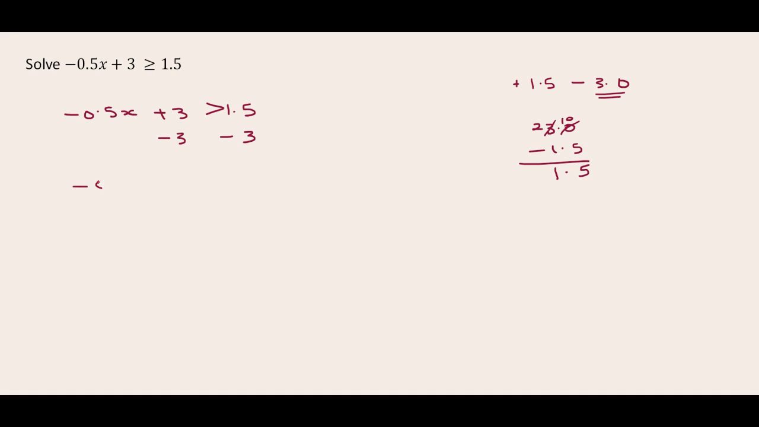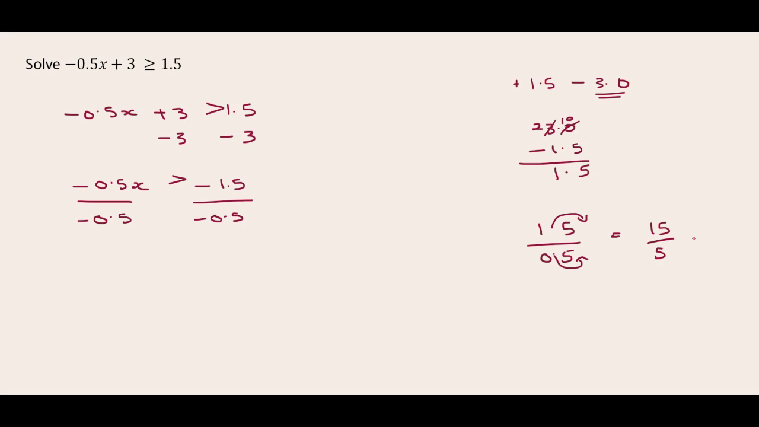So now we have negative 0.5x is greater than negative 1.5. Now we divide both sides by negative 0.5. So now we have 1.5 divided by 0.5. So we move the decimal here, and then we can move the decimal here. So this is 15 divided by 5, which is 3. So now you have x and then you have 3. We're dividing by a negative number, so therefore we are going to switch the signs. This is also an equal to here.